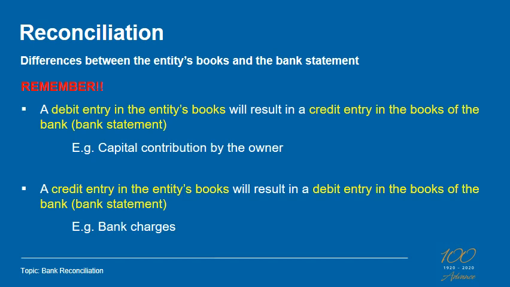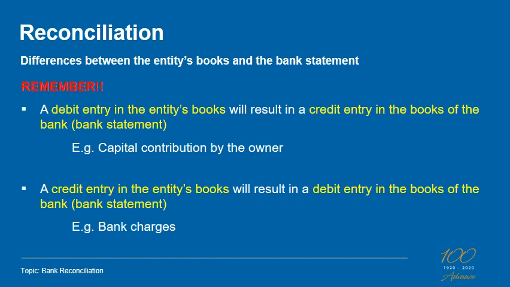It can happen that transactions are not recorded by both parties, the bank and our entity. Certain transactions can happen only at the bank, and certain transactions will only happen at our entity, and therefore sometimes not all the transactions were recorded by both parties.